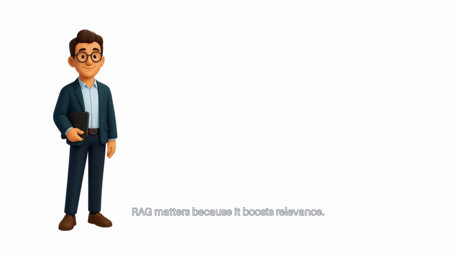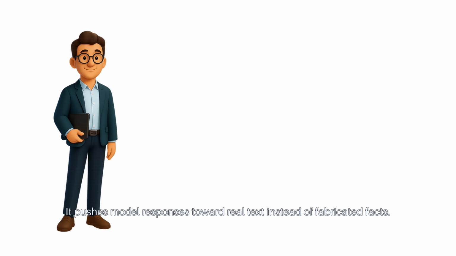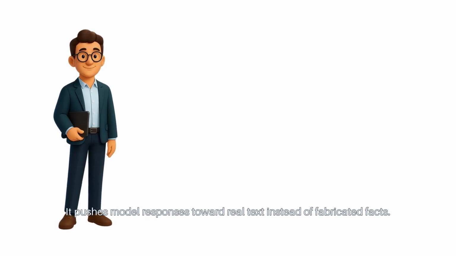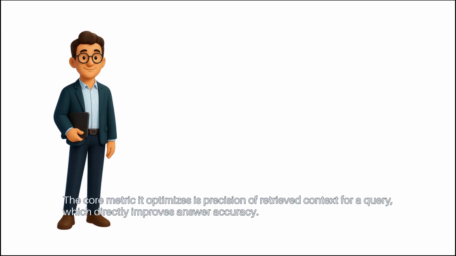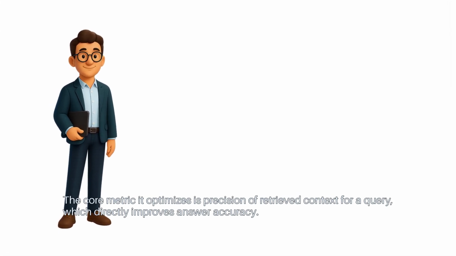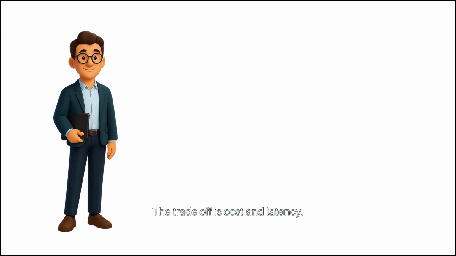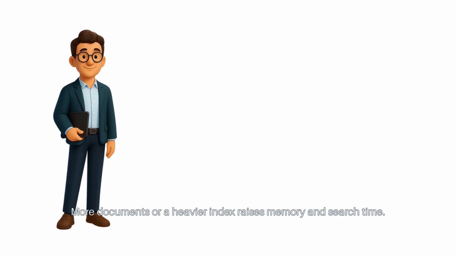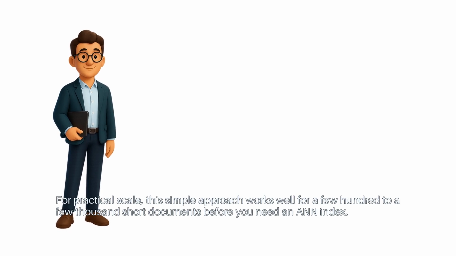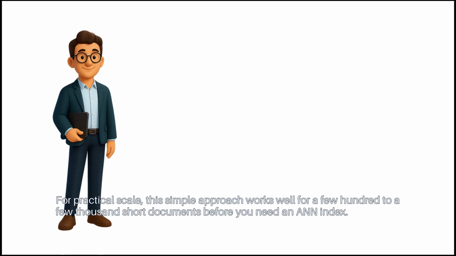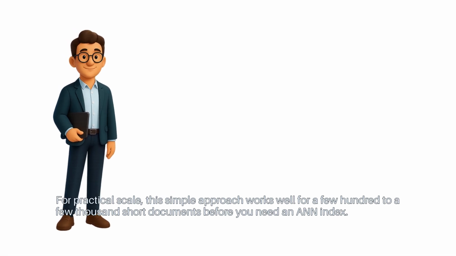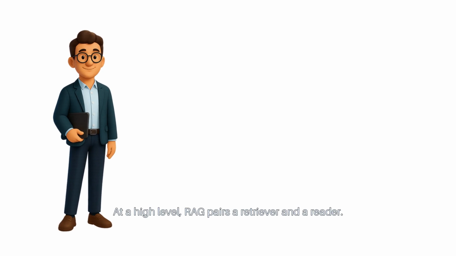RAG matters because it boosts relevance. It pushes model responses toward real text instead of fabricated facts. The core metric it optimizes is precision of retrieved context for a query, which directly improves answer accuracy. The trade-off is cost and latency. More documents or a heavier index raises memory and search time. For practical scale, this simple approach works well for a few hundred to a few thousand short documents before you need an ANN index. At a high level, RAG pairs a retriever and a reader.